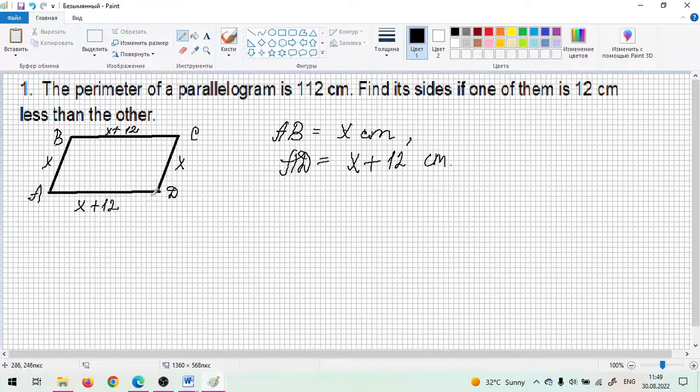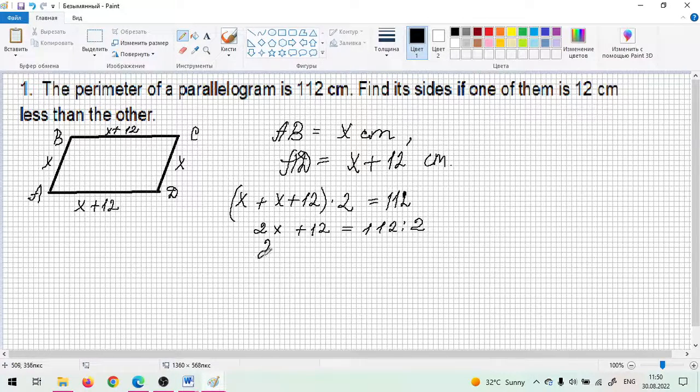Perimeter, the sum of all these sides. So we should write an equation. x plus 12, multiply 2, because these sides repeat, is equal to 112. x plus x, 2x, plus 12 is equal to 112. Yes.